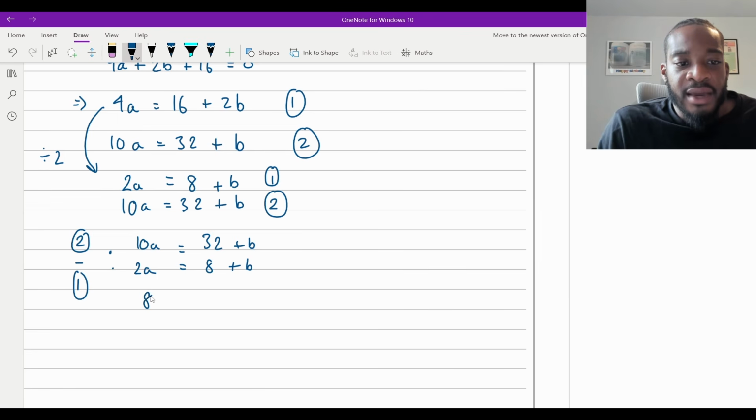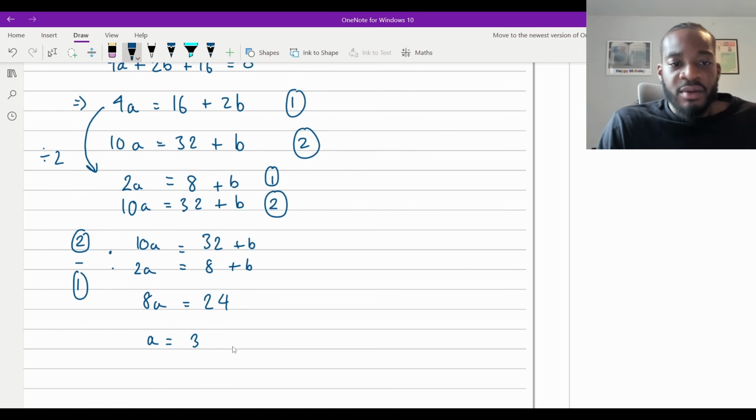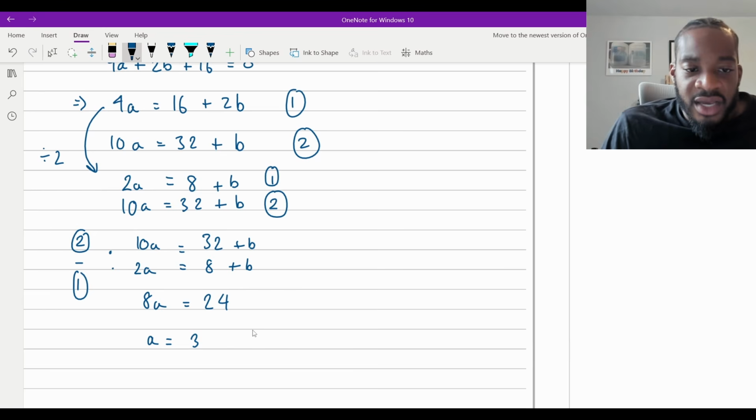So that's going to be an 8a. That's going to equal 32 take away 8, which is 24. The b's cancel. So that means that a is equal to 24 over 8, which is 3, isn't it? So a is equal to 3. That's fine. Now that we've got a, we can plug it in to figure out what b is. I'll plug it into this one.